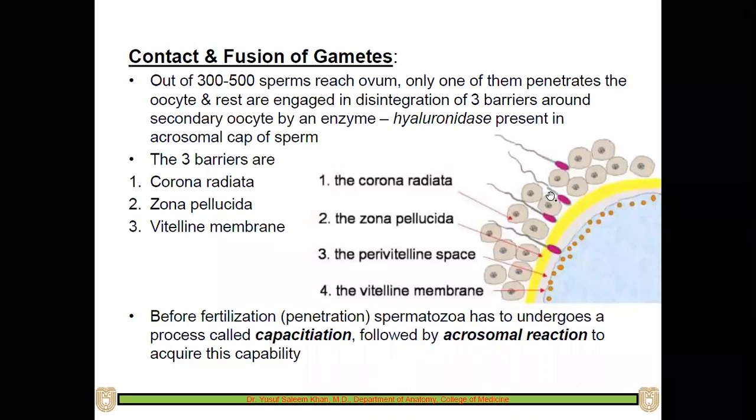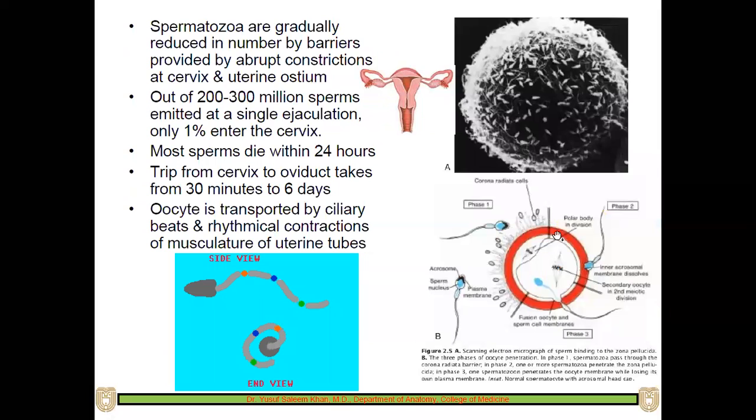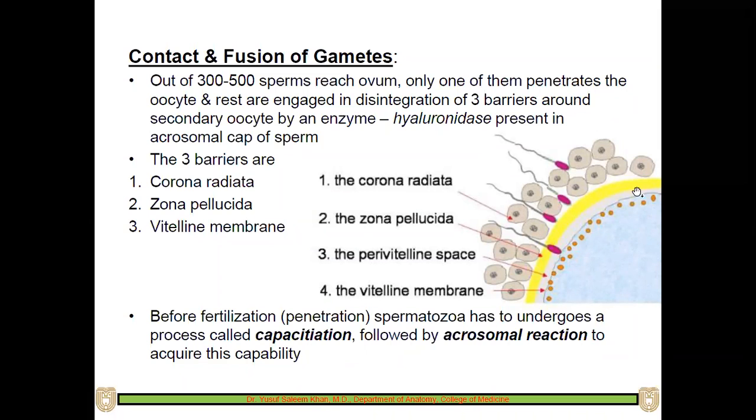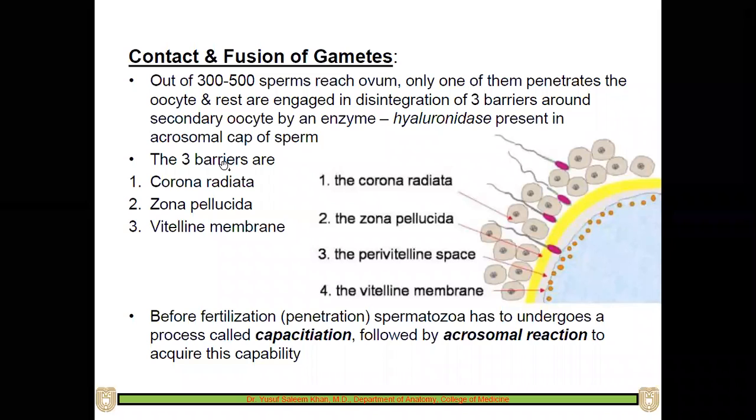There are cells around this oocyte. The oocyte is inside here. Around it there are many cells arranged in a radiating fashion. These are called the corona radiata. They are called corona radiata because they look like the radiations of the sun. They are arranged in lines, chains, radiating from the cell. That's why they are called the corona radiata.